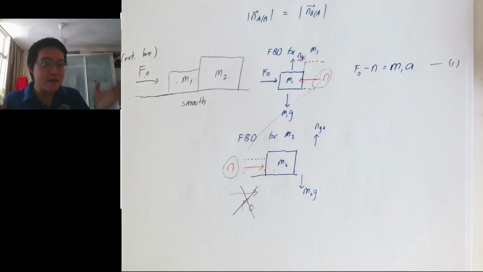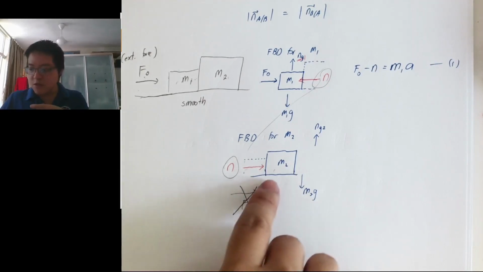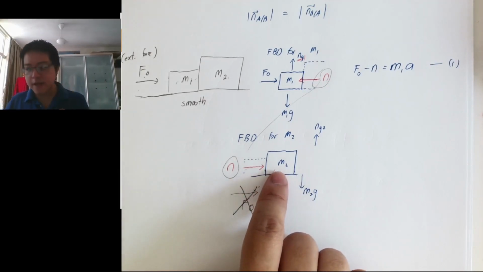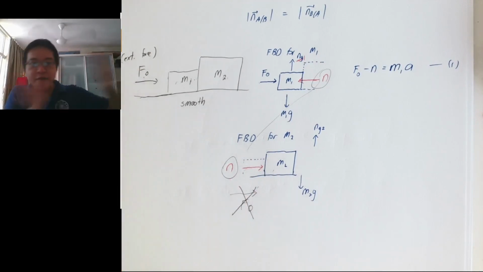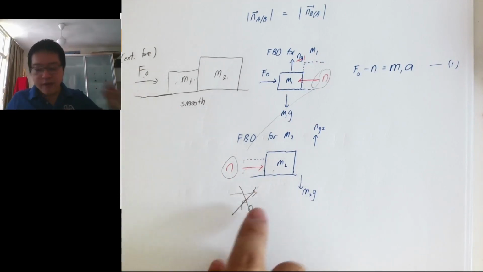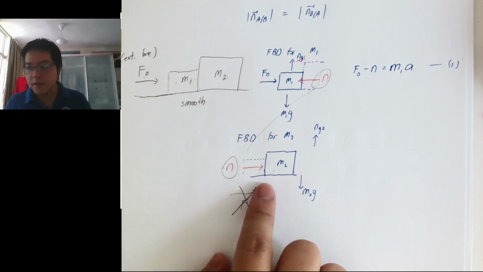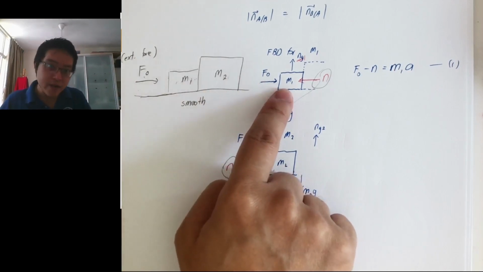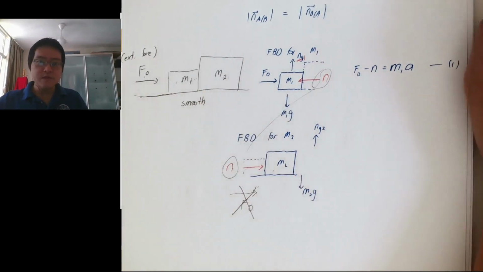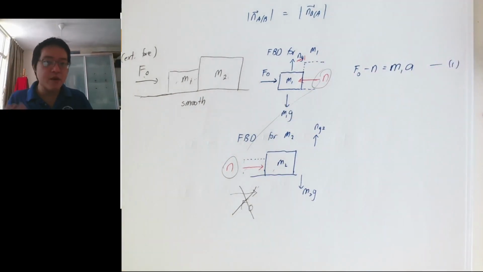So this is the thing about the free body diagram. It's always acting per object. So for M2, we only look at forces acting on M2. This force is very far away, so it's not acting on M2. It's only acting on M1 directly. But the picture should still be consistent.